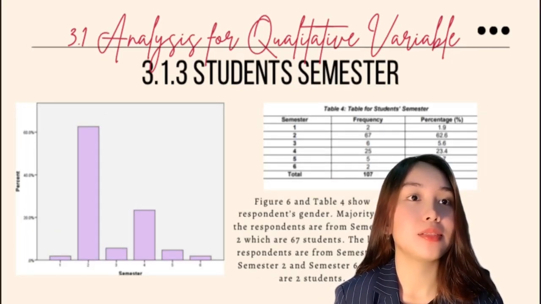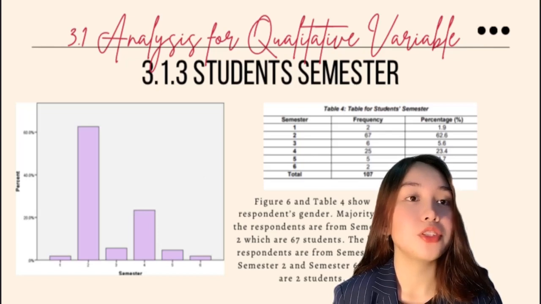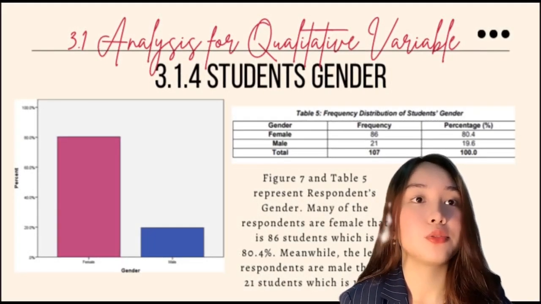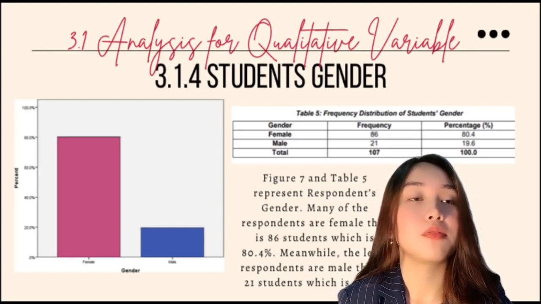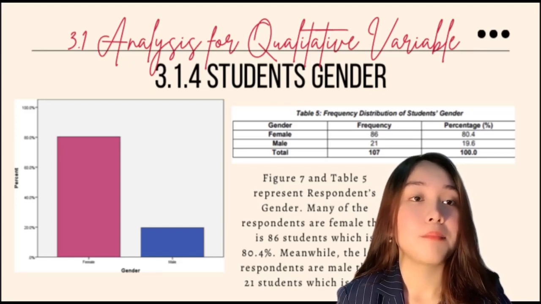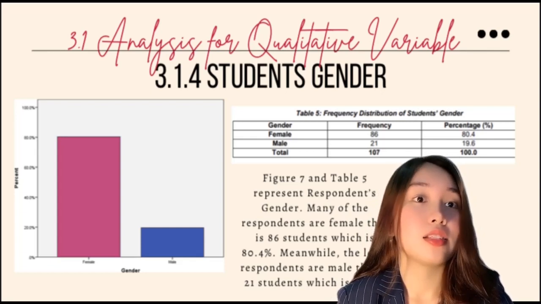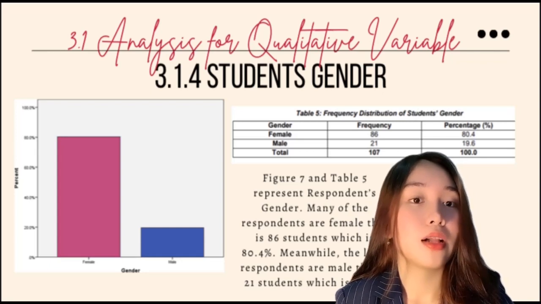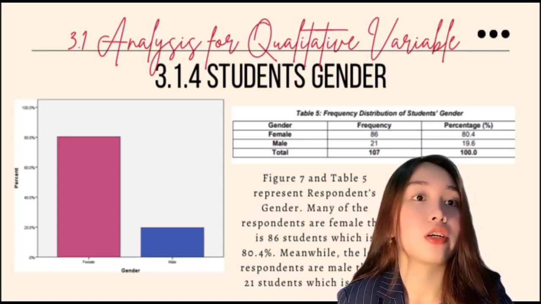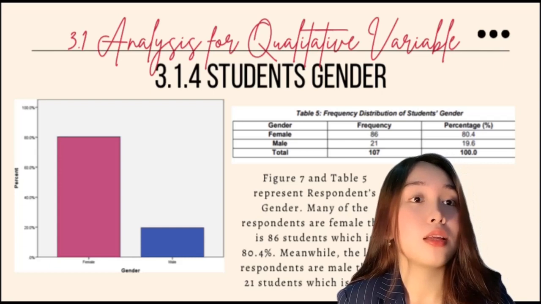3.1.3 shows the student semester. Figure 6 and Table 4 show the respondents' semester. The majority of the respondents are from semester 2, which are 67 students. The least respondents are from semester 1, semester 2, and semester 6, which are 2 students. Next, 3.1.4 is the students' gender. Figure 7 and Table 5 represent the respondents' gender. Many of the respondents are female, which is 86 students, that is 80.4%. Meanwhile, the least respondents are male, which are 21 students, equivalent to 19.6%.